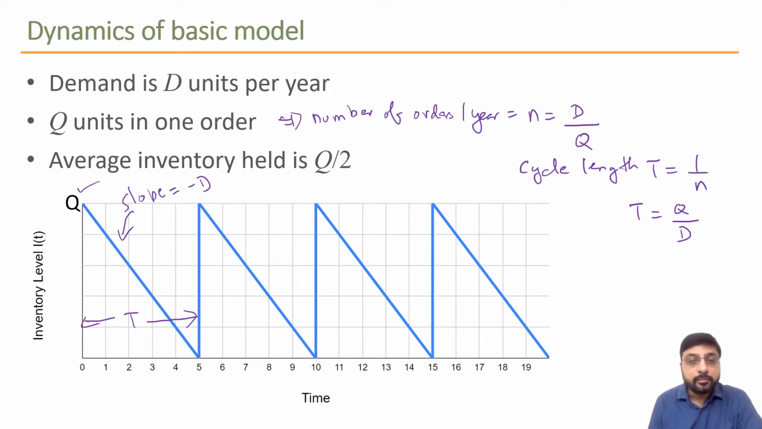Now, the third quantity is the average inventory held, given as Q by 2. At the start of the period, you see Q units are being held. At the end of the period, 0 units of the inventory is being held. So inventory goes from Q to 0 in one period, and the same pattern keeps repeating for multiple periods. So that means the average would be somewhere here, right? So average is going to be Q by 2 units. That is what is being mentioned.